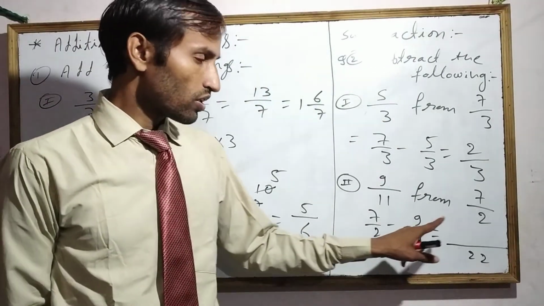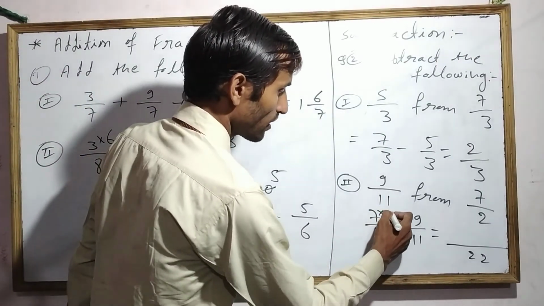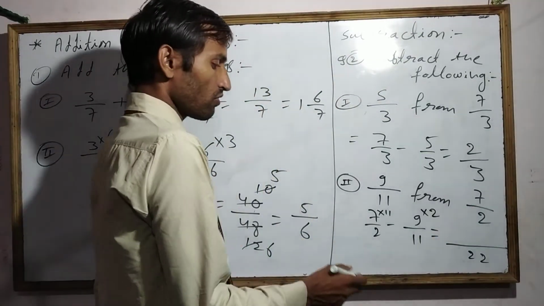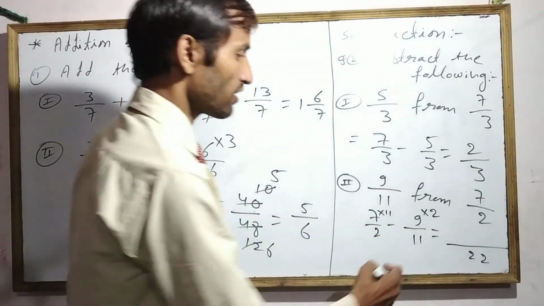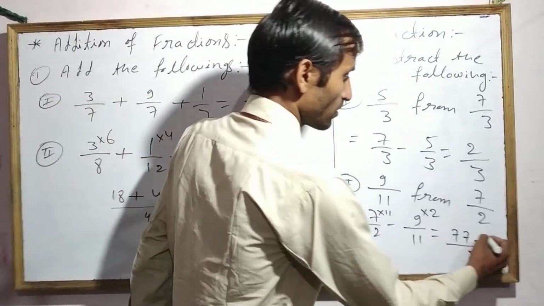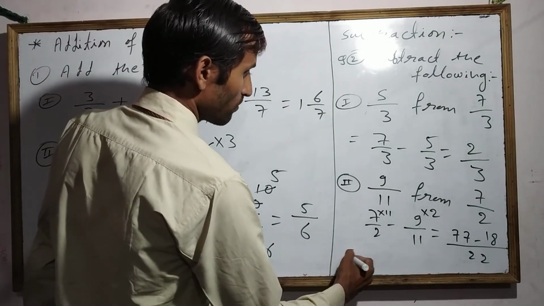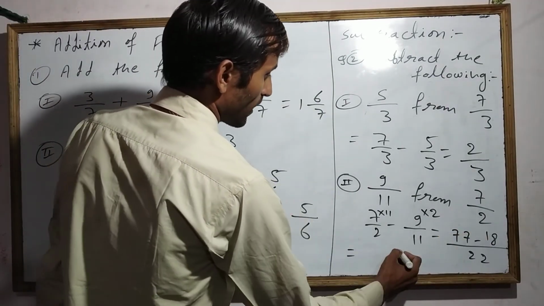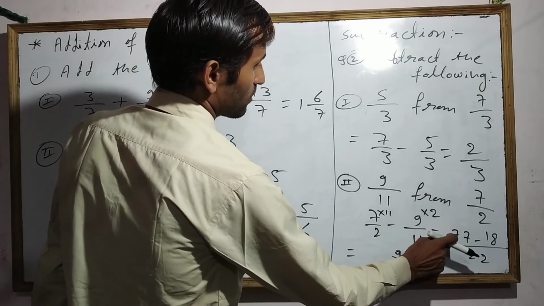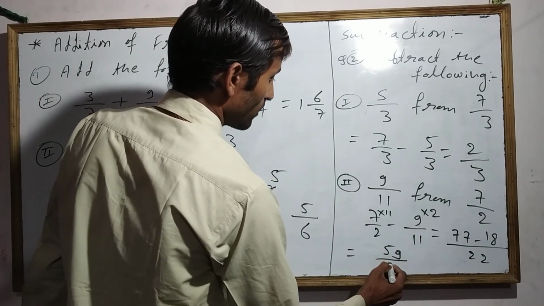So in 2 table 22 will come 11 times. We have to multiply by 11 here, and in 11 table 2 times, so we have to multiply by 2 here. Now you have to multiply 7 into 11, 77 will come, and minus 9 into 2, 18 will come. Now we have to subtract 77 minus 18. So how much will come? 17 minus 8, 9 will come. After then here 6 minus 1, 5, 59 upon 22.